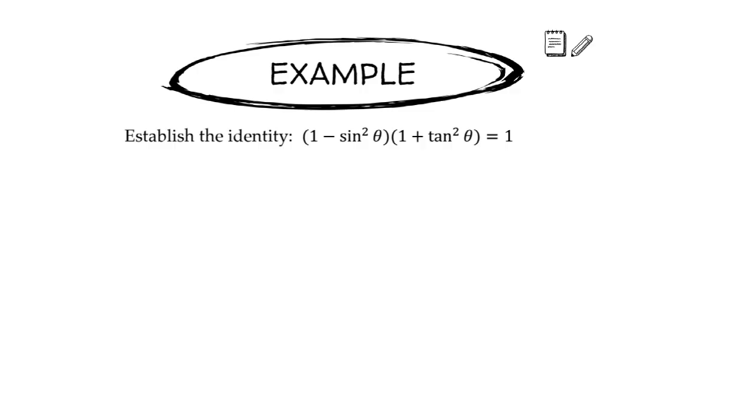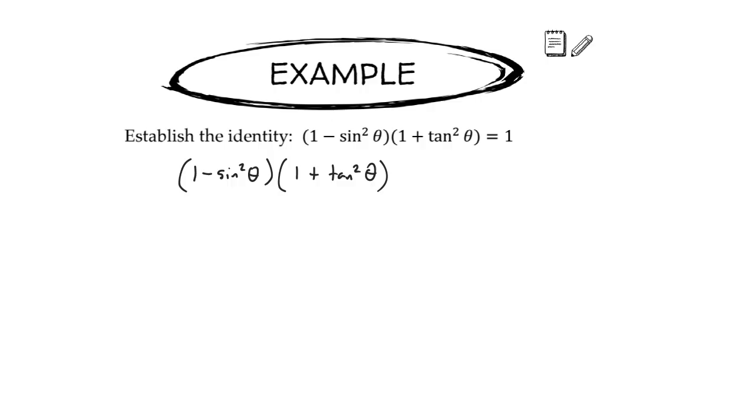In our next example, I'll establish the identity (1 minus sine squared) times (1 plus tan squared) is equal to 1 for all values of theta. So as with the last example, I'm going to start on the more complicated side, and that's pretty clear what the more complicated side is for this particular example. I've got 1 minus sine squared times 1 plus tan squared.